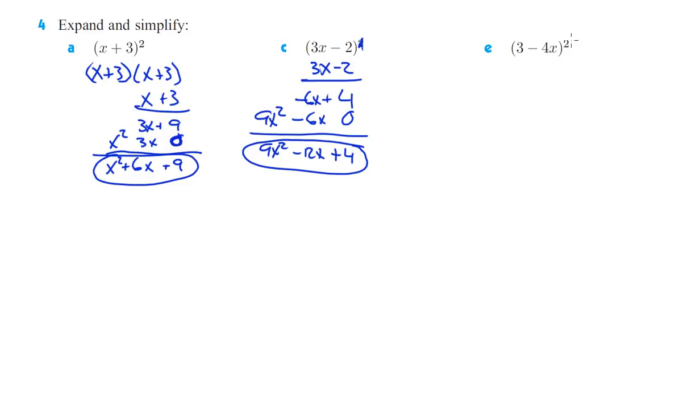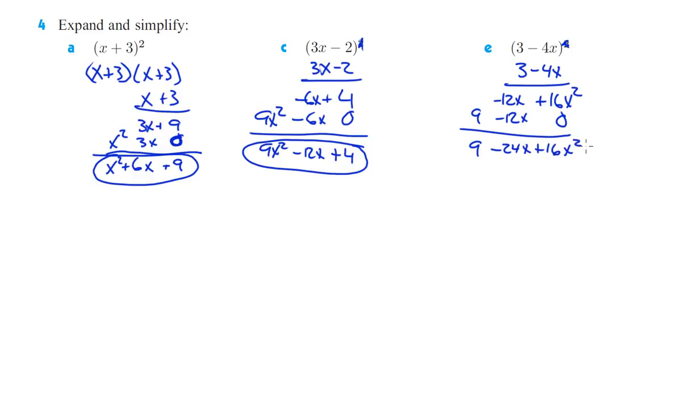All right, this one here we can stack on top of each other again. 3 minus 4x, and negative 4x times a negative is positive. 4 times 4 is 16, and x times x is x squared. Negative 4 times positive 3 is negative 12, and we have an x there. All right, 3 times negative 4 is negative 12, and then we've got an x there as well, and then 3 times 3 gives us 9. All right, so we get 9 minus 24x plus 16x squared for all of those.